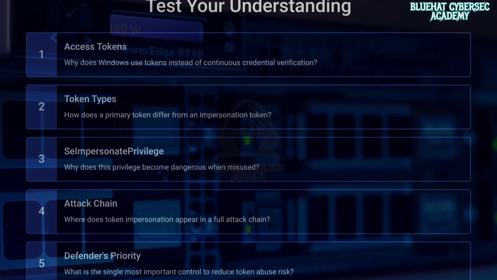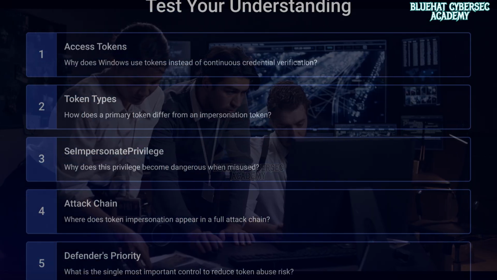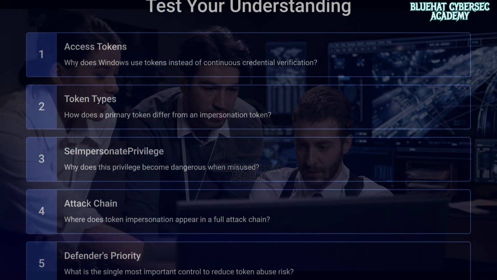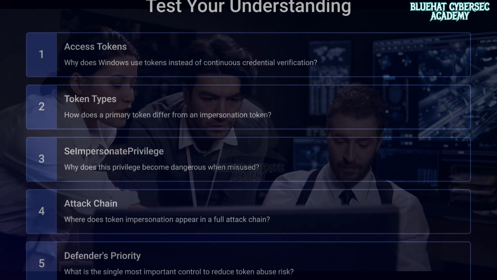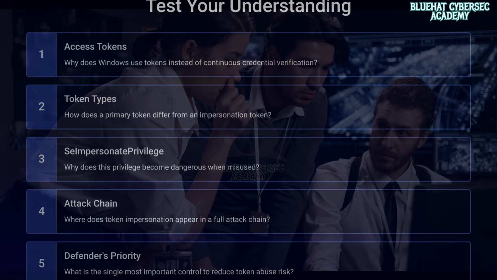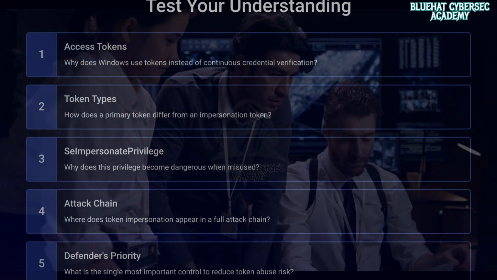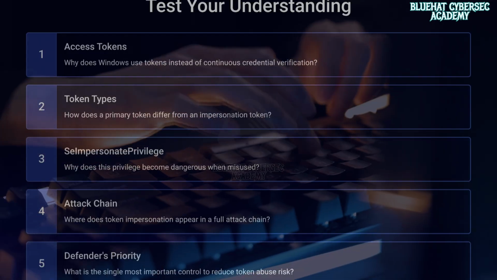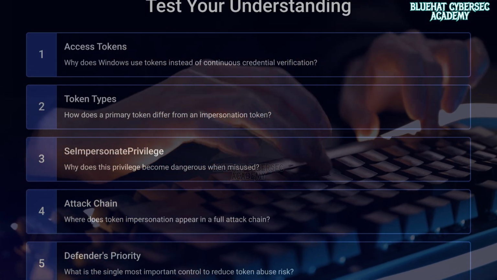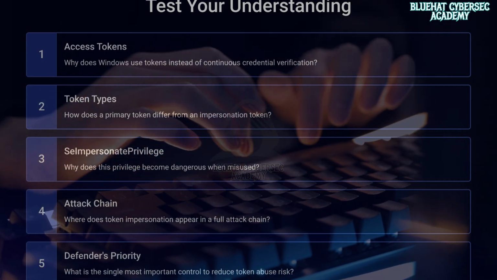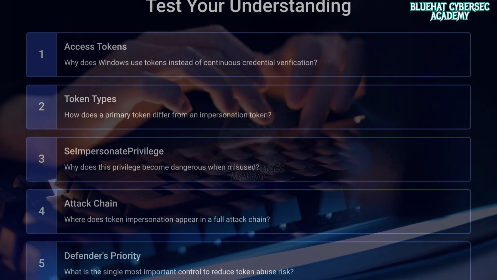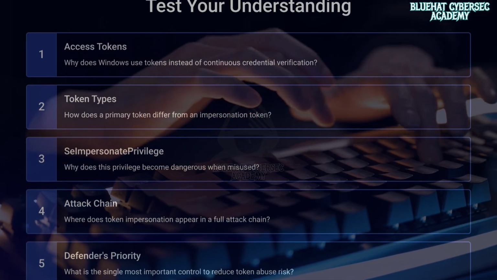Now, before we wrap up, here's a challenge for you. Think carefully about this. Why does Windows rely on access tokens instead of continuously verifying credentials? How is a primary token different from an impersonation token in real system behavior? Why does a privilege like impersonate privilege become dangerous when misused? Where exactly does token impersonation appear within a full attack chain? And finally, from a defender's perspective, what is the single most important control to reduce the risk of token abuse? Pause and think through each of these, because that is where real understanding begins.